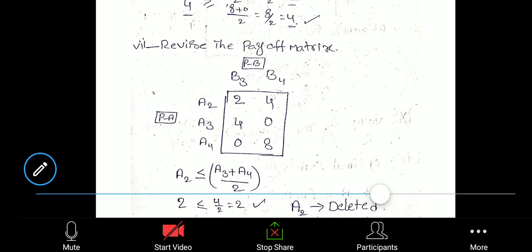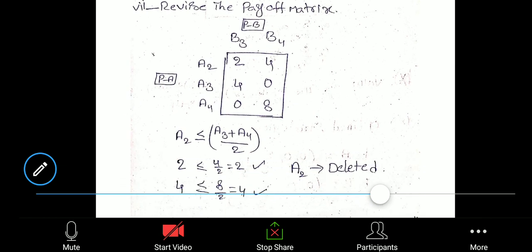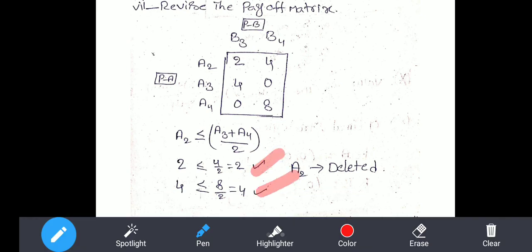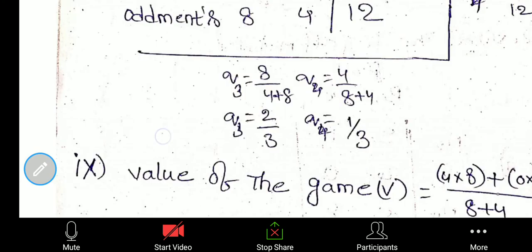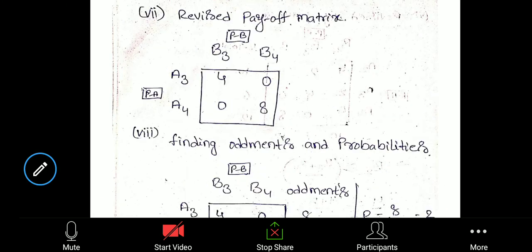Now I can reduce one row. I can try reducing one row, that is either A2, A3 or A4. I will go for averaging in the row wise also. A2 is less than or equal to A3 plus A4 by 2. I can get the values like this. So here the A3, A4 average is dominating A2. A2 will be deleted. The revised matrix will be shown in the next one, that is converted into 2 by 2. Here the matrix was converted into a 2 by 2 payoff matrix.